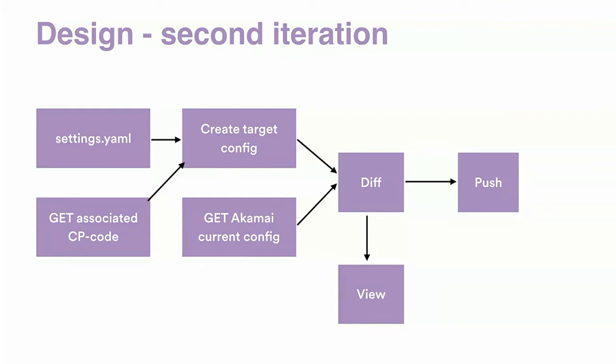The last steps are reviewing the diff and pushing the new configuration. If the property is new, a new property will be created along with host names, and the placeholder CP code will be changed for a newly generated unique CP code. If the property already exists, a new version will be created, the host names updated if there's a change to host names, and the new configuration pushed if it has changed. So we only push the changes we actually change.